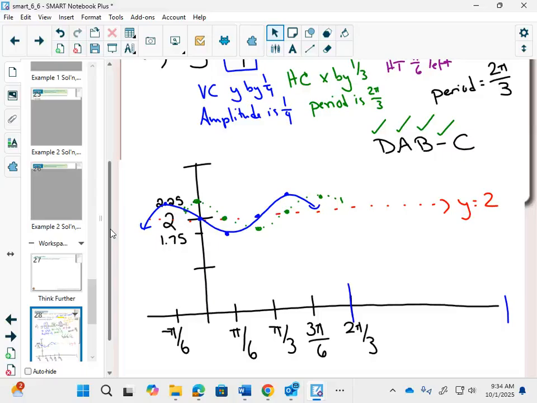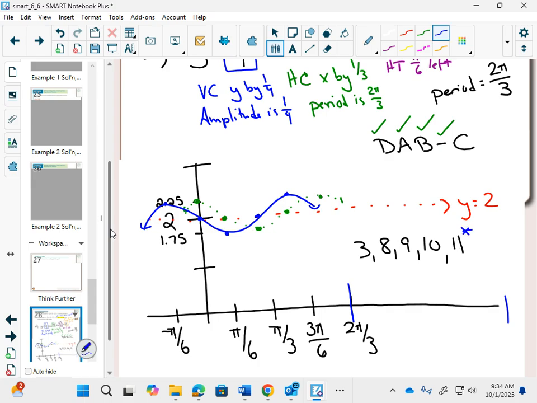Okay. So I'd like you to circle 8, 9, 10, and 11. And 11, I put a star beside because I think it is not in factored form. The DAB-C, just like regular transformations, you have to have the middle part in factored form.